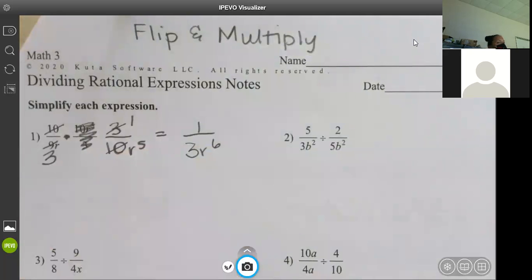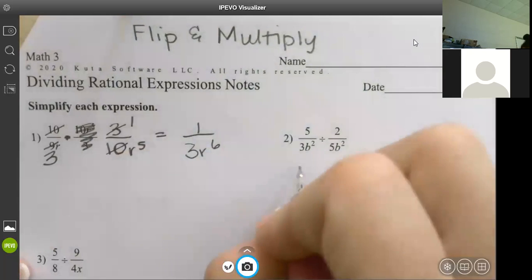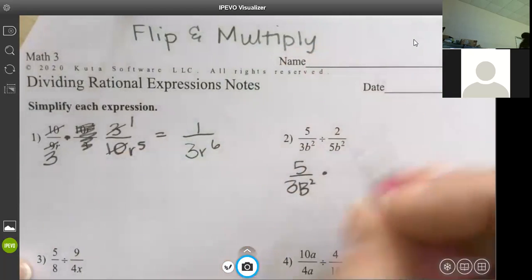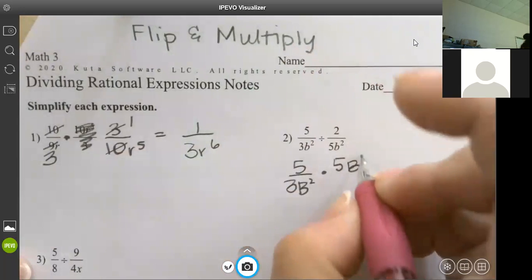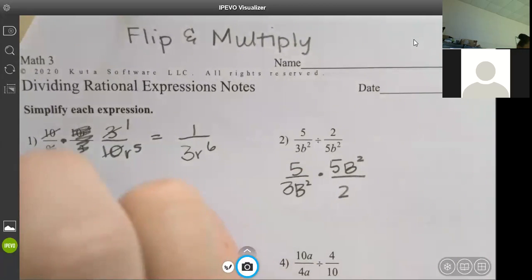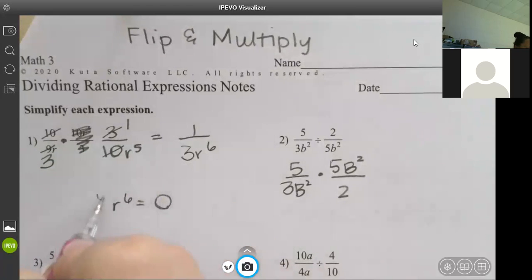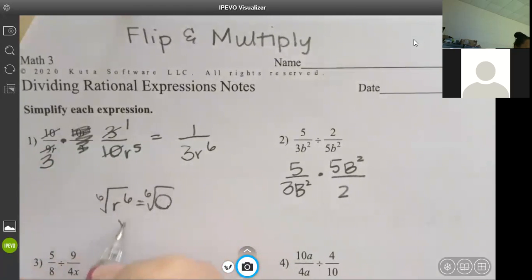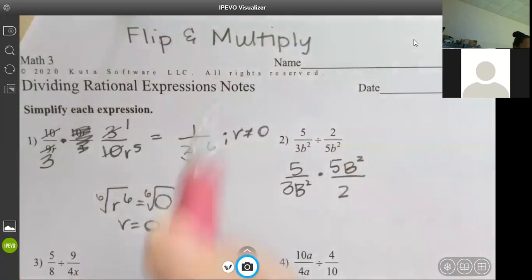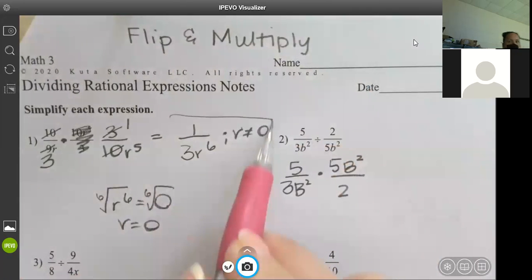If you need to, just rewrite the whole problem, and that's fine as well. So on this one, I'll rewrite the whole problem. We're going to change it to times. We're going to flip this over, 5b squared over 2. Don't forget your points of discontinuity, because I didn't do it on the other one. I didn't mark out any r's, but I did leave some on the bottom. So just to throw that out there, we set it equal to 0. We take the 6th root, it's still going to give you 0. So it has a point of discontinuity at 0. Sorry, sometimes I forget those.